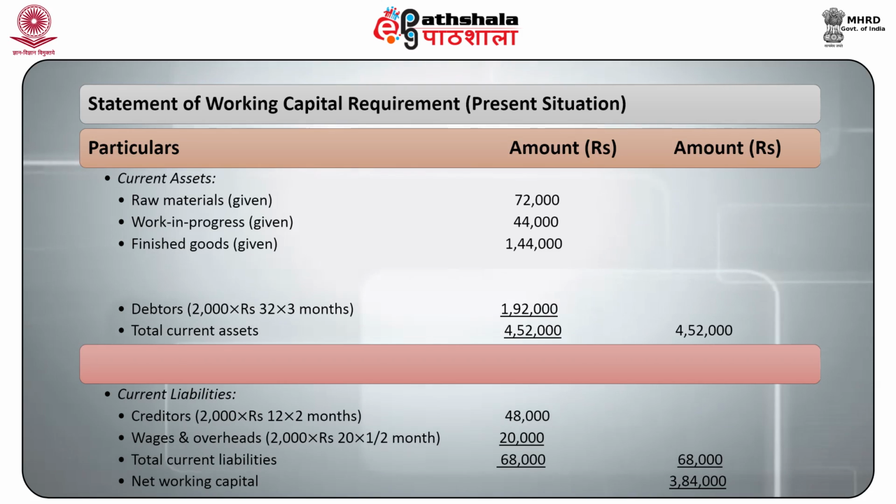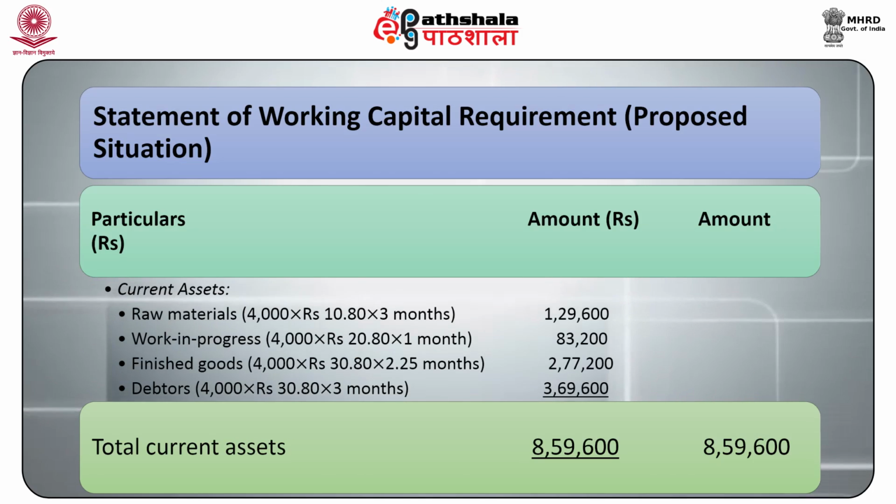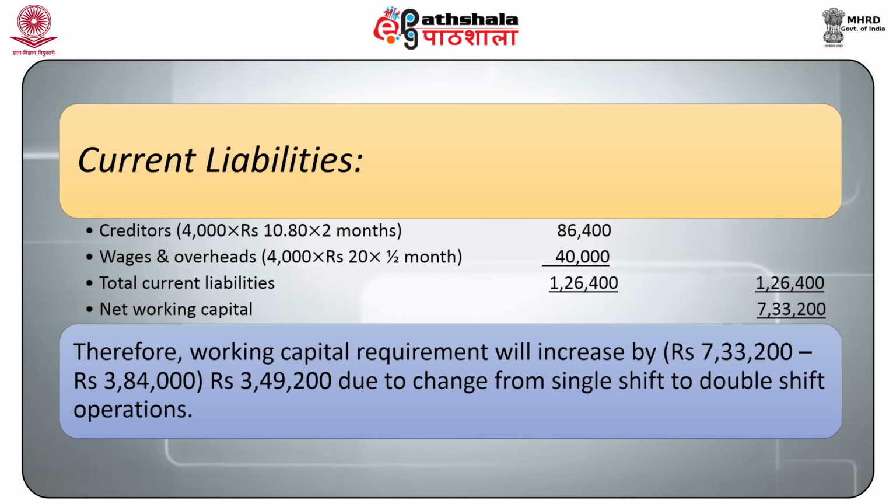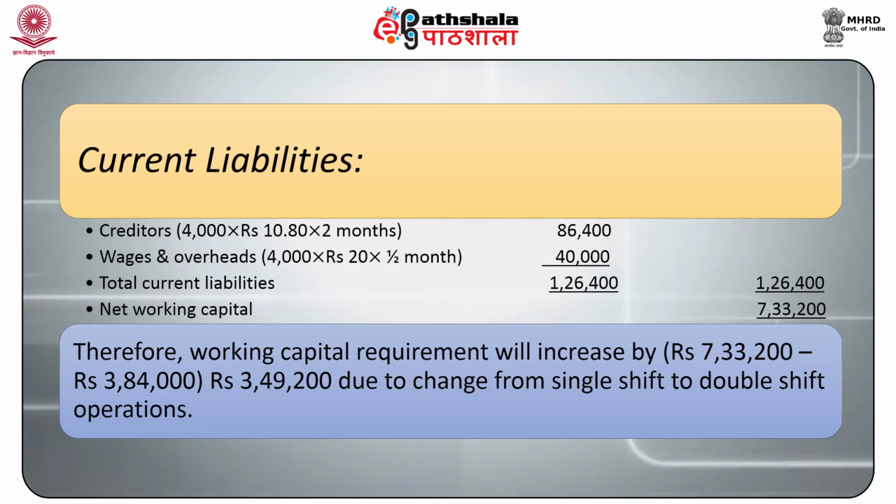capital at 3,84,000 rupees. The statement of working capital for the proposed situation would be current assets that include raw material, work in progress, finished goods and debtors, and the total current assets come out to be 8,59,600. The current liabilities include the creditors, the wages and overheads, and the total current liabilities come out to be 1,26,400. The net working capital is now 7,33,200.